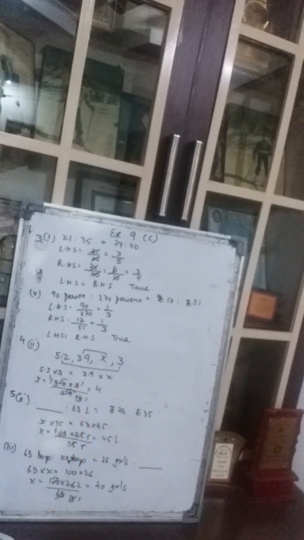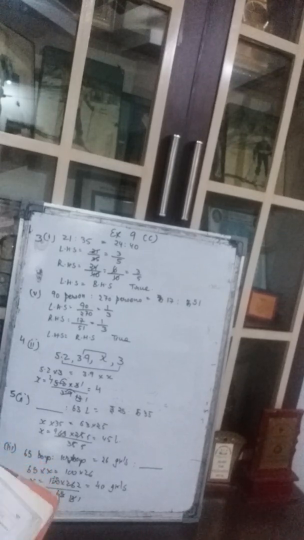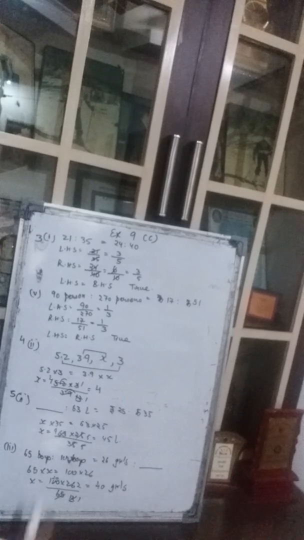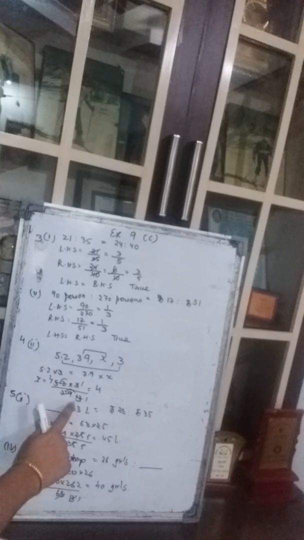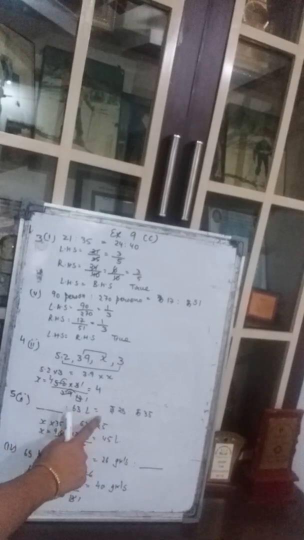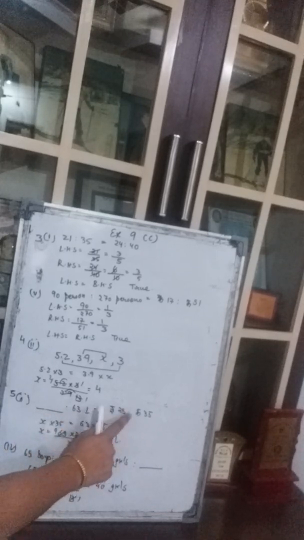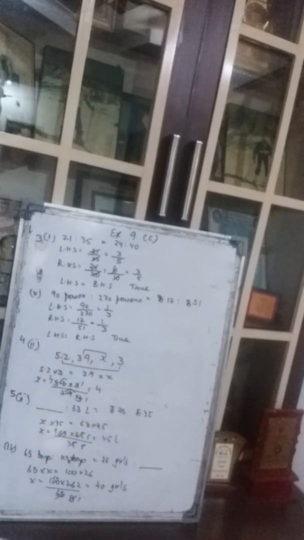Now let's do the fifth question. The fifth question says that we have to fill in the box, to make each of the following statements true. So let's do the second part and the fourth part. The second part says dash ratio 63 liter is equal to rupees 25 ratio rupees 35. We have to make it true.